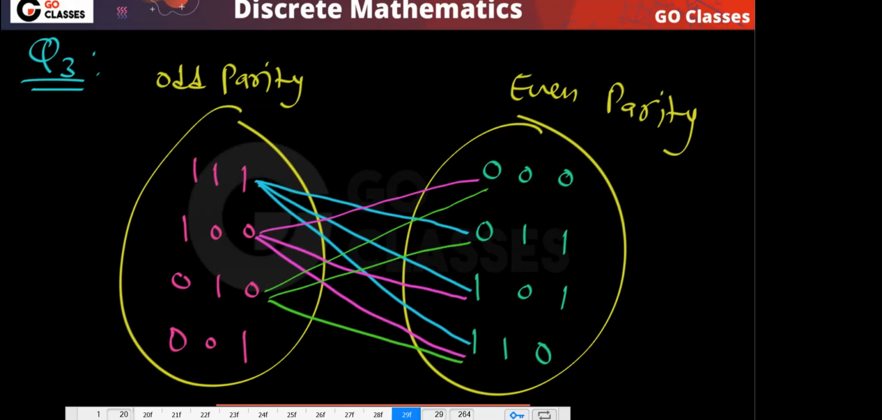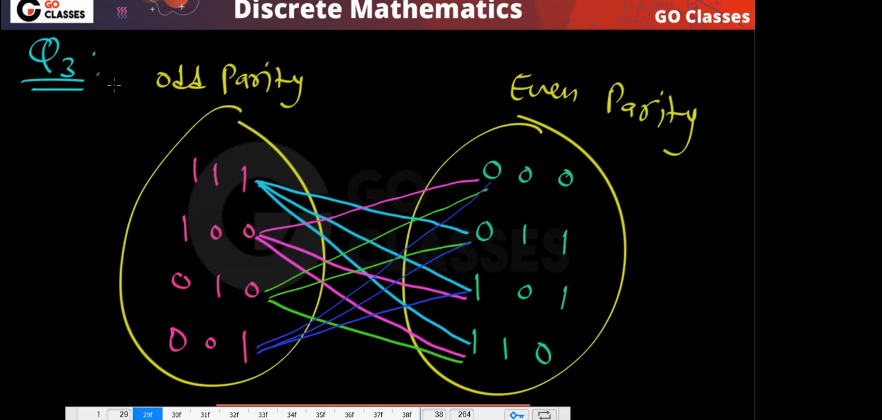And last, this 0, 0, 1. This will be adjacent to 0, 0, 0, this will be adjacent to 0, 1, 1, and this will be adjacent to 1, 0, 1. So this is the idea. I hope this is clear.